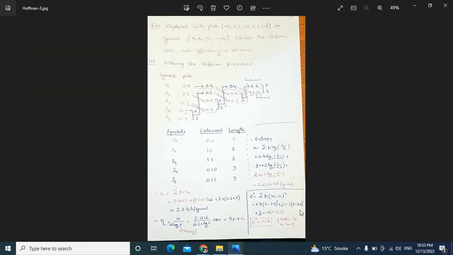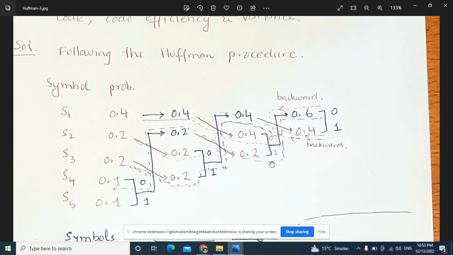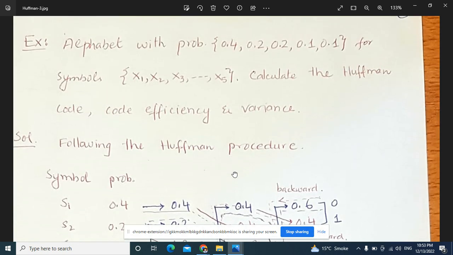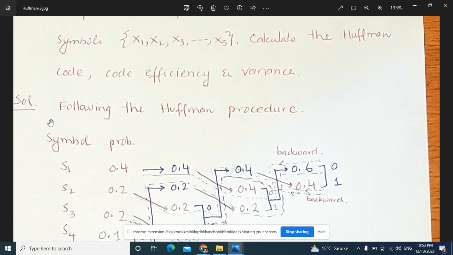So let's try to solve one example so that we can better understand how we can implement this Huffman code for the binary case. An alphabet with the probabilities 0.4, 0.2, 0.2, 0.1, and 0.1 for symbols x1, x2, x3, x4, and x5. We need to calculate the Huffman code efficiency and variance. So we will try to apply the Huffman code procedure in this example.